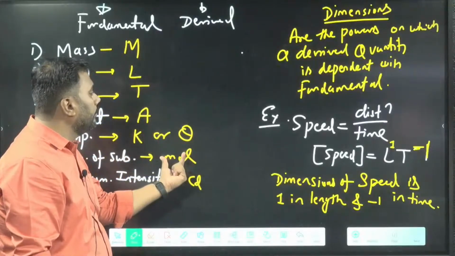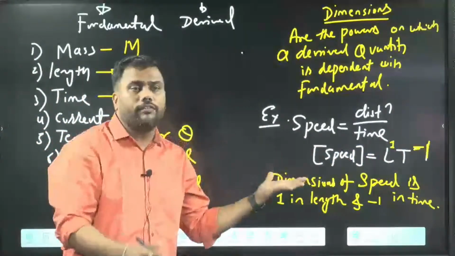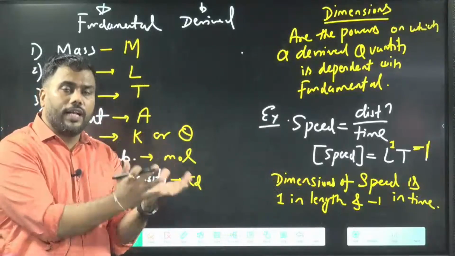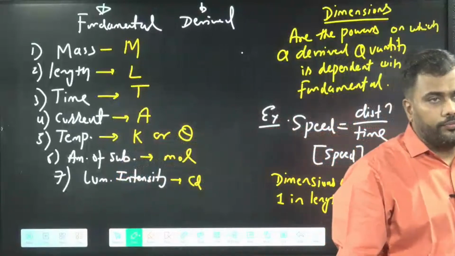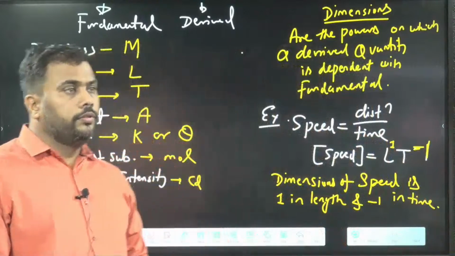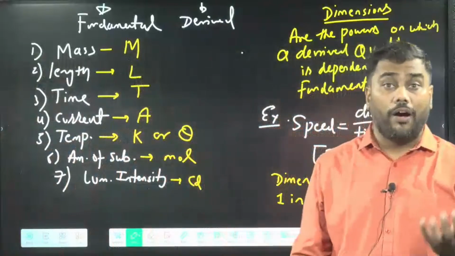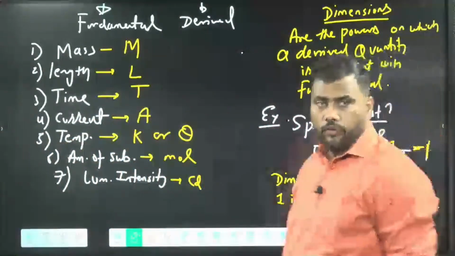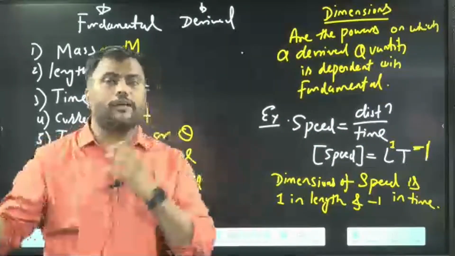So these are the symbols we will use to represent the powers of fundamental physical quantity on which a derived quantity is dependent. So what are dimensions? Dimension shows the dependency of a derived physical quantity on fundamental physical quantity. Is this point clear? What are dimensions? Dimensions are the powers of fundamental physical quantities on which a derived quantity is dependent. It's a way to express the dependency of derived quantity on fundamental quantity.